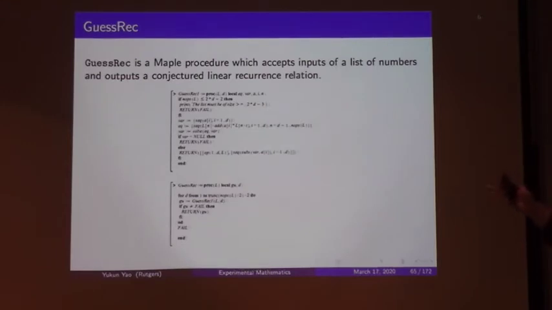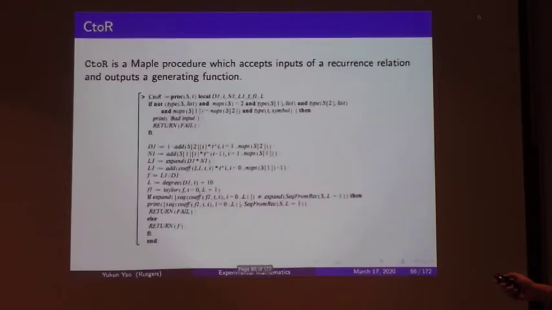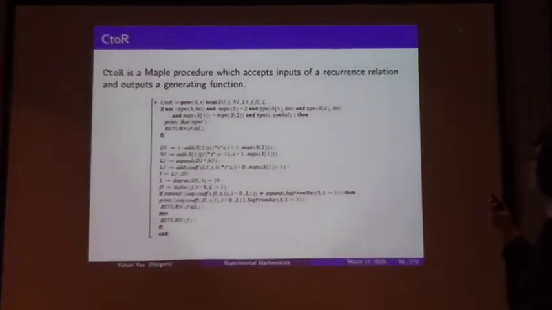So we have some Maple procedures. GuessRec is used to get a conjectured linear recursive relation from a list of numbers. C2R is also a procedure which accepts a recursive relation and outputs a generating function.